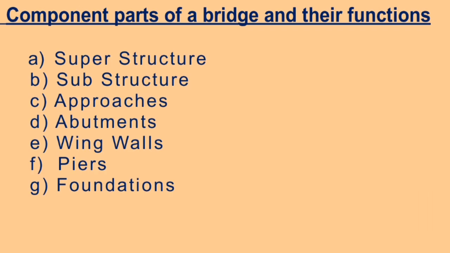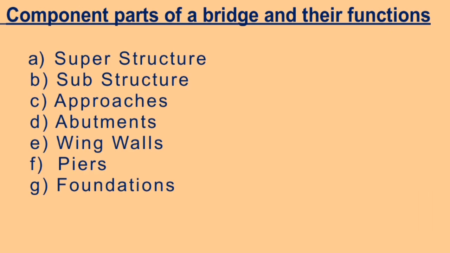Then substructure. The lower part of a bridge consisting of structural system in the form of abutments, piers, etc. along with their foundations which support the superstructure is called substructure. The function of substructure is to support the superstructure and to provide access to the traffic to the level of bridge superstructure through approaches. Substructure of a bridge consists of the following component parts. First one, approaches, then abutments, then third one, wing walls, fourth one, piers and foundations.